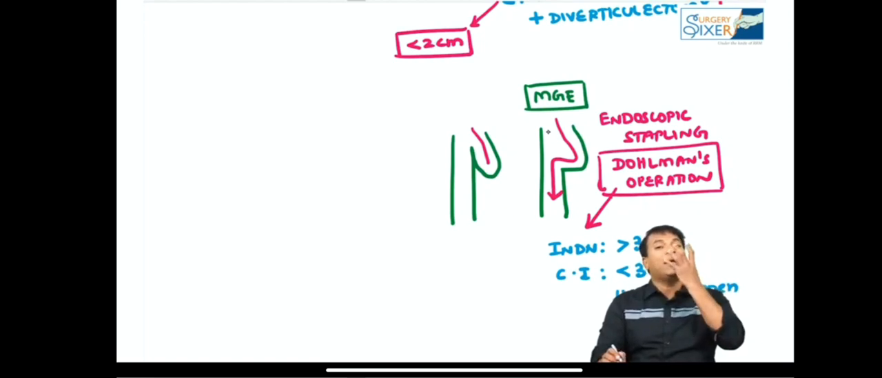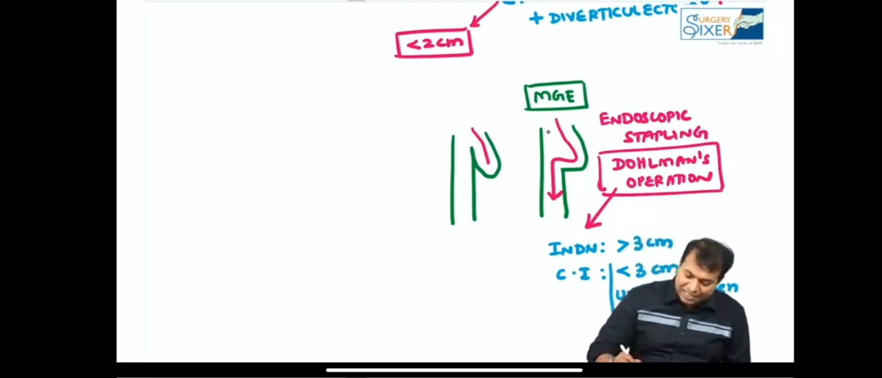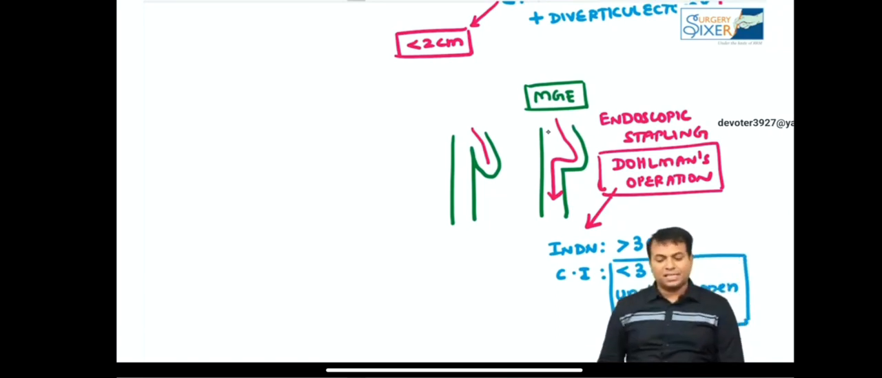They have to open the mouth wide, then only can we put the stapler. If they are unable to open the mouth wide, like trismus patients, we cannot do this. So the contraindications for Dollmann's operation are size less than 3 cm and inability to open the mouth.